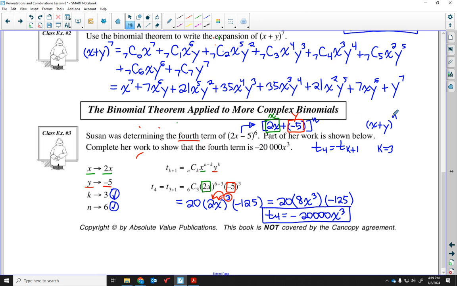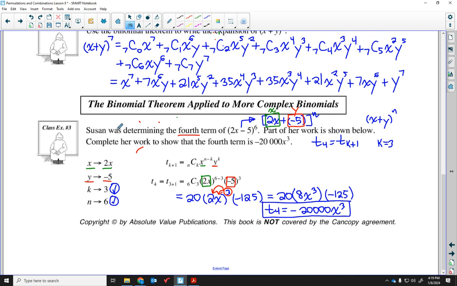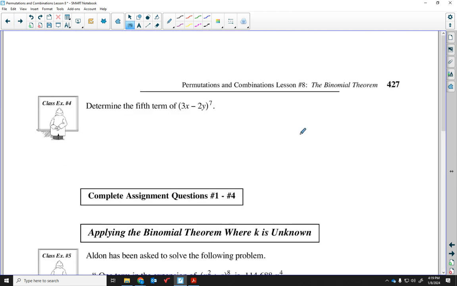So if my binomial is not in the form x plus y to the power of n, I'm going to write it as an addition statement, and then I'm going to do a couple of substitutions. Okay, so let's go to the next page and do another one right here. It says determine the fifth term of 3x minus 2y to the power of 7. So first things first, let's write it as an addition statement.